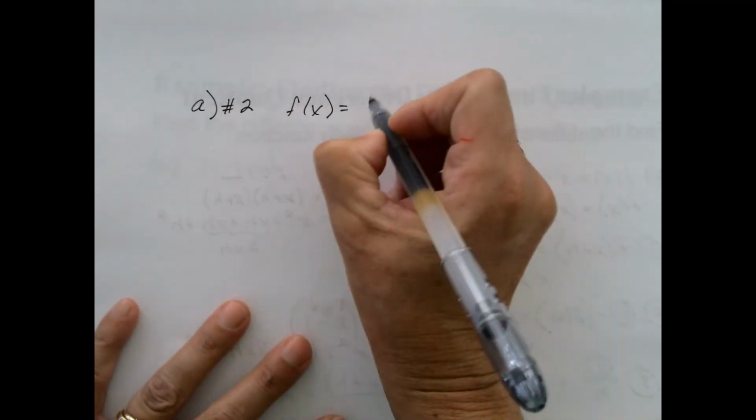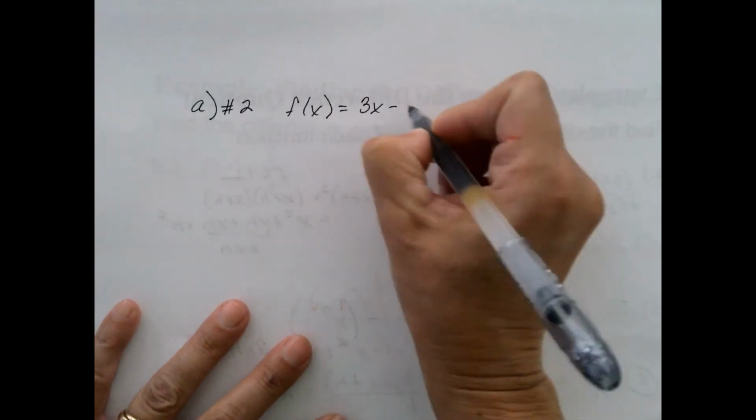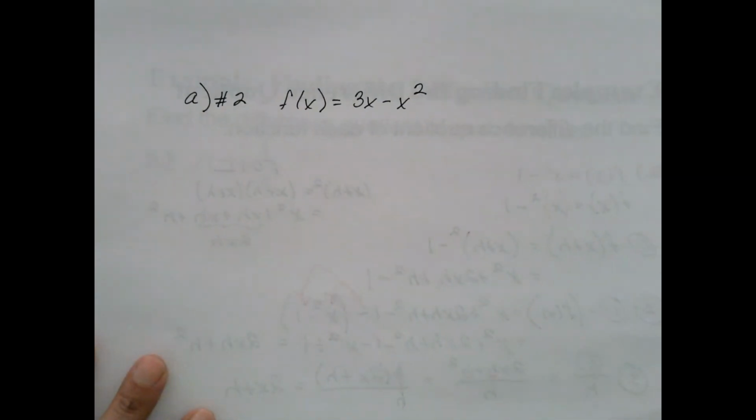I want you to find the difference quotient. It's going to be similar, so let's say A number 2. I want you to find the difference quotient for f of x is equal to, let's say, 3x minus x squared. So I want you to try that one. If you need help getting started, let me know. You can use your notes from the prior one because we're still learning. Just basically mirror the steps that we did in A.